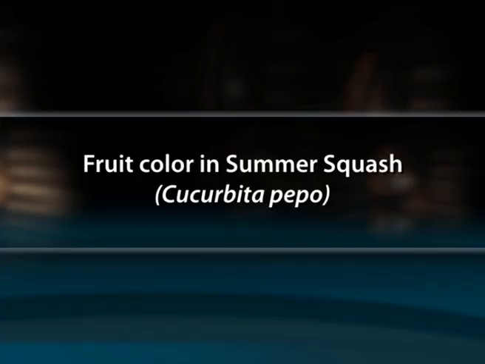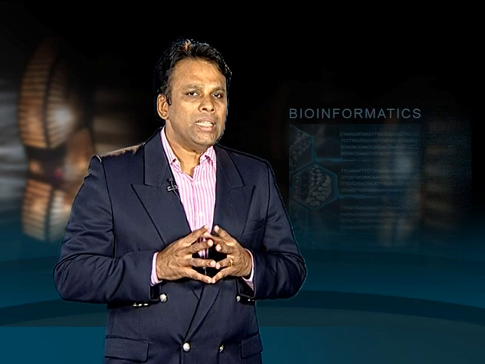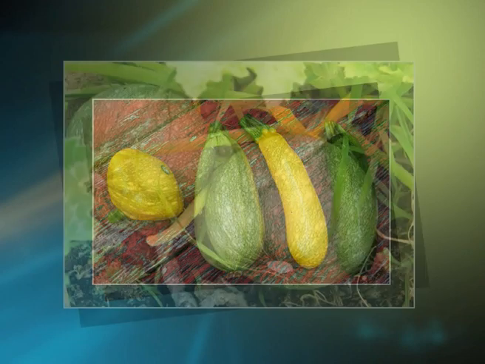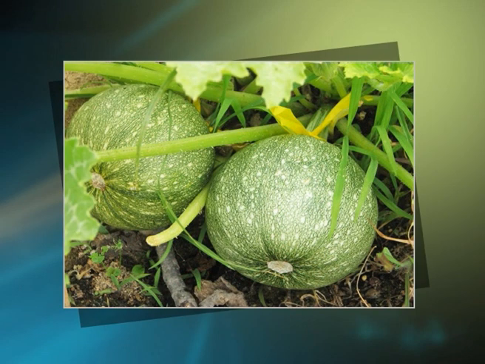Now, let us examine the fruit color in summer squash. The botanical name is Cucurbita pepo. Squash is the common name used for 4 species in the genus Cucurbita of the gourd family Cucurbitaceae. Summer squash are a subset of squashes originated in the Americas. It is edible when the rind is tender.